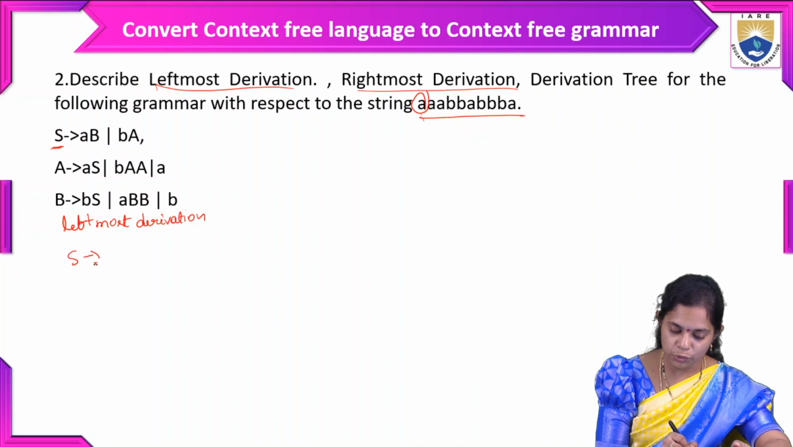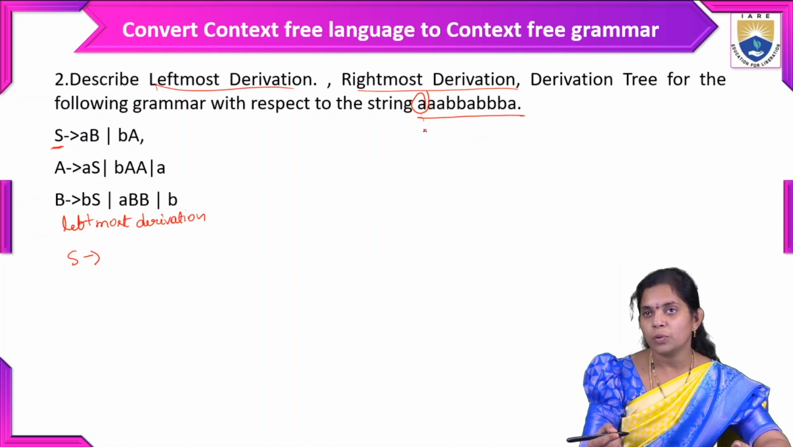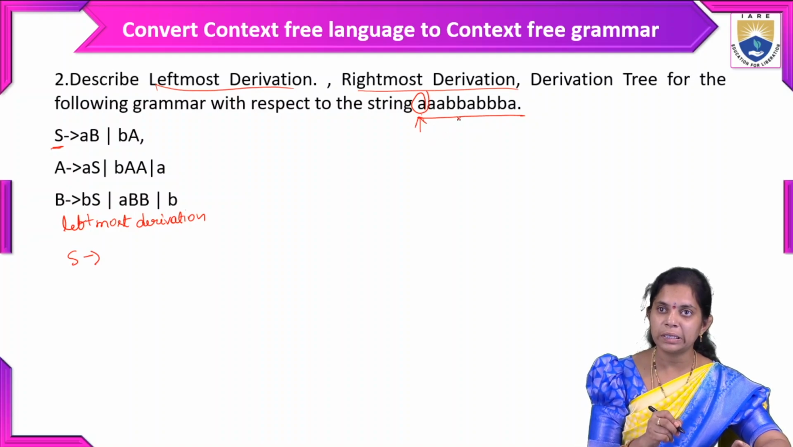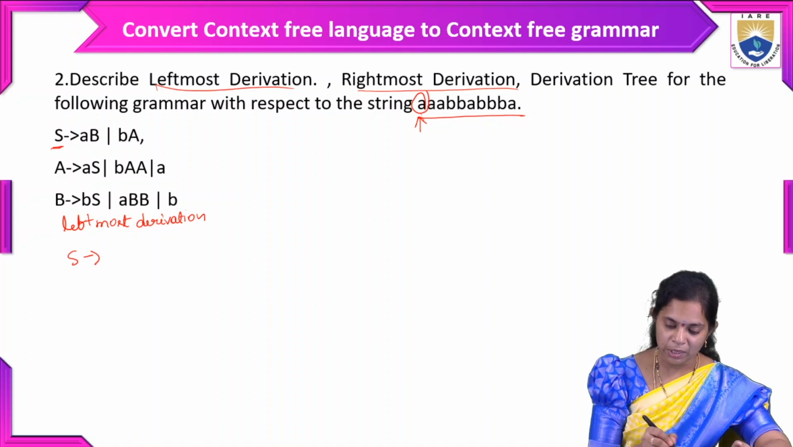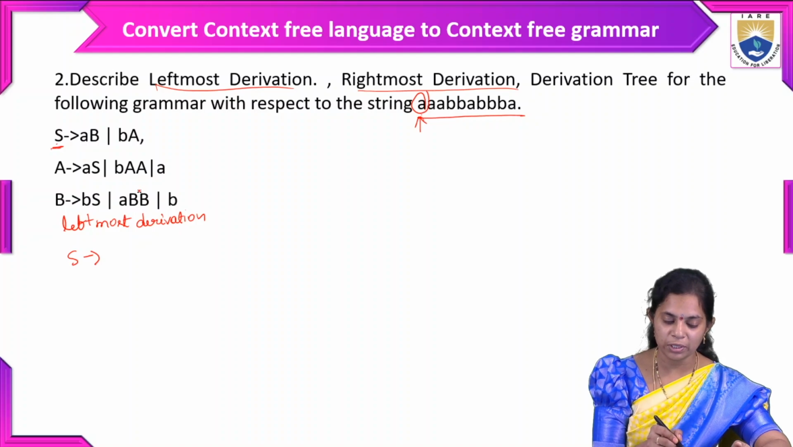So S tends to A. So we have the string A. Initially, we need to search for what the string contains, for the terminal, so that the derivation becomes easy. Here A is there in the starting state S. So with A, is there any equation or not, we need to check. So yes, we have this equation.